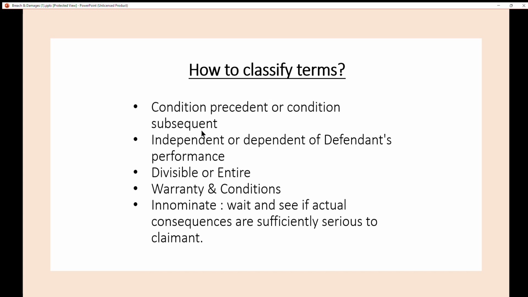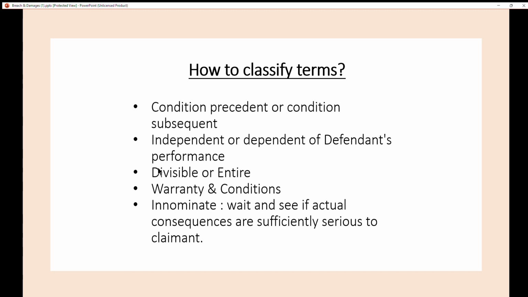Okay, independent or dependent on the defendant's performance. Say one side has to pay rent, the other side has to maintain the property. If the other party doesn't maintain the property, is it dependent on you paying the rent? You still have to pay the rent even though he didn't maintain the property. Just because he didn't maintain the property, you cannot say now I don't have to pay you rent. So you have to see.